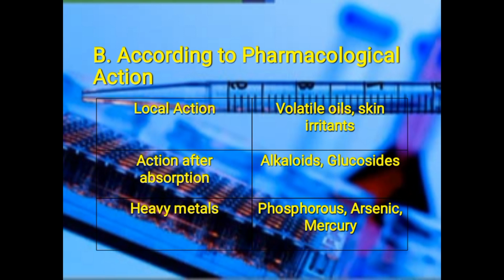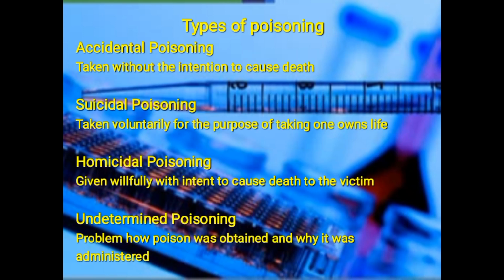So last on our list is heavy metals. When we talk about heavy metals, there are commonly known examples, namely phosphorus, arsenic, and mercury. These are the examples that we're going to consider. So let's move on to types of poisoning.